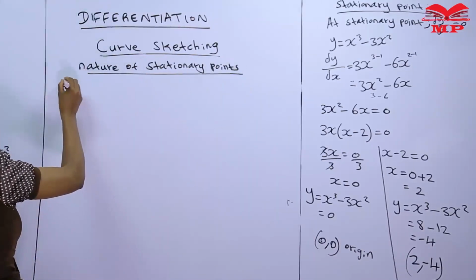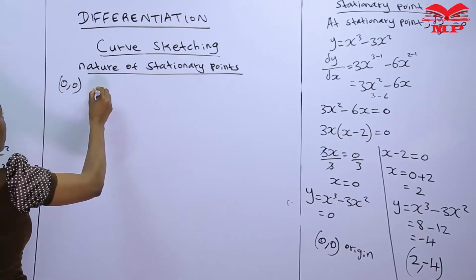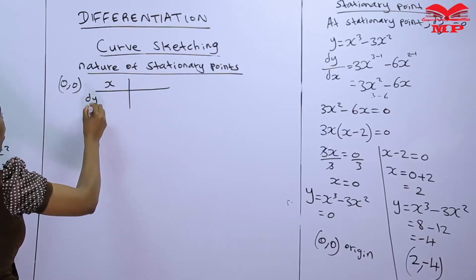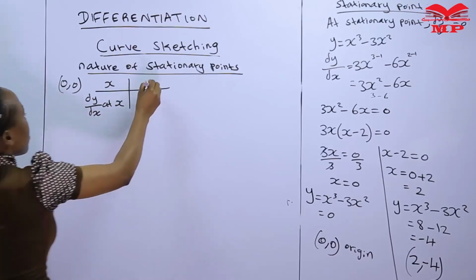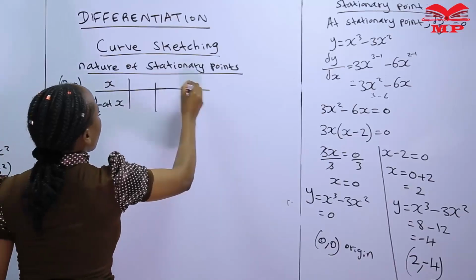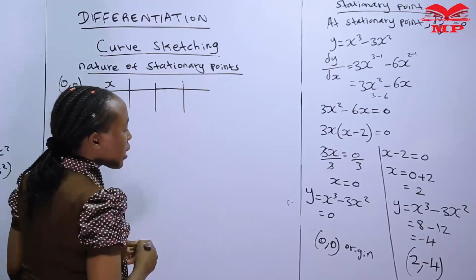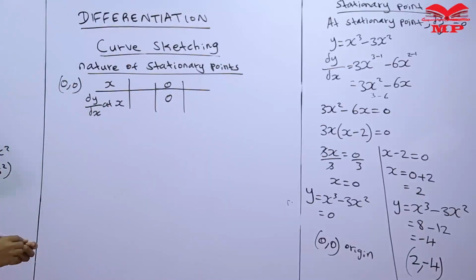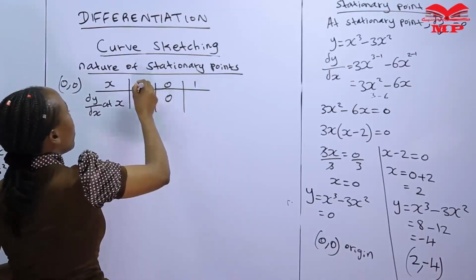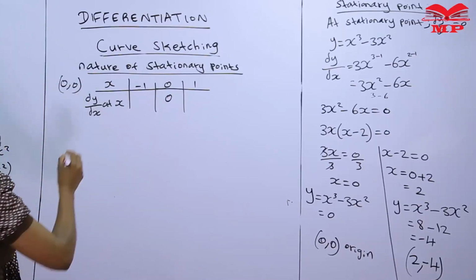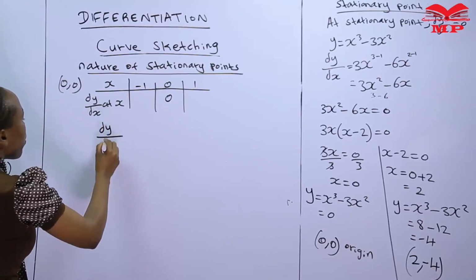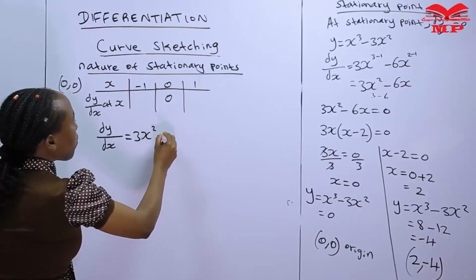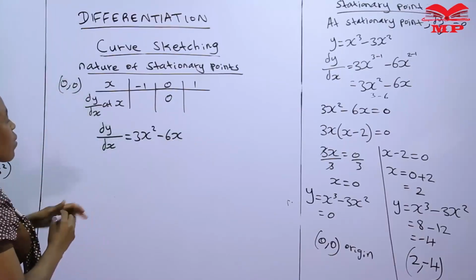The first one we have is point 0, 0. So we just come and get the values of x and then the gradient dy over dx at x. So we get the points here. The middle one is when the gradient is 0. So x is 0, the gradient is 0 at the turning point. Then we get a point towards the right, like 1, and towards the left. Then we simply say we know that the equation dy all over dx is equal to 3x squared minus 6x.